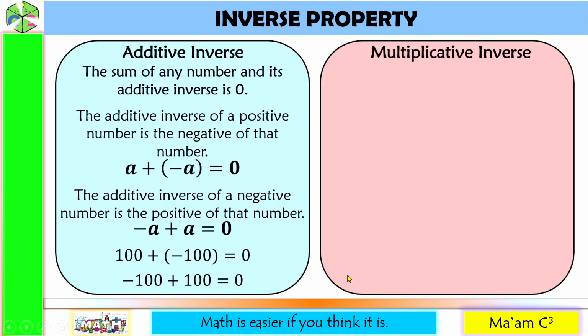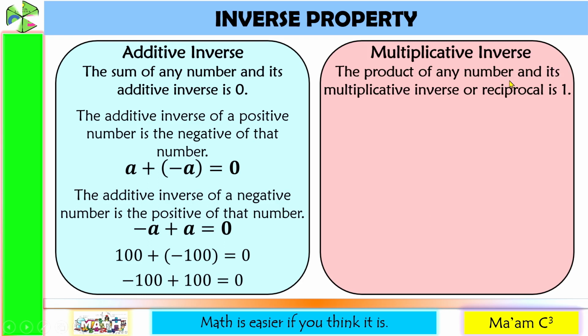For multiplicative inverse, the product of any number and its multiplicative inverse, or another term is reciprocal, is equal to 1. In symbol, a times 1 over a is equal to 1. 1 over a is the multiplicative inverse of a. When multiplied, will give you 1 as an answer. It could also be negative a times negative 1 over a. Negative 1 over a is the multiplicative inverse of negative a. When multiplied, will give you 1 as an answer.